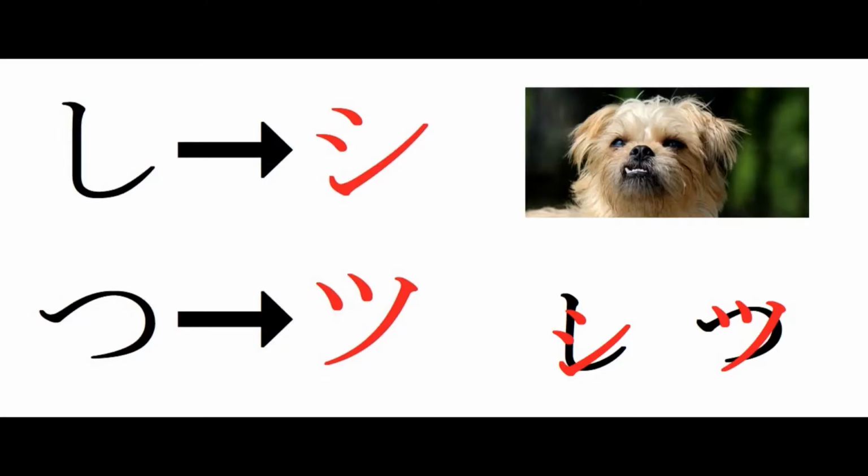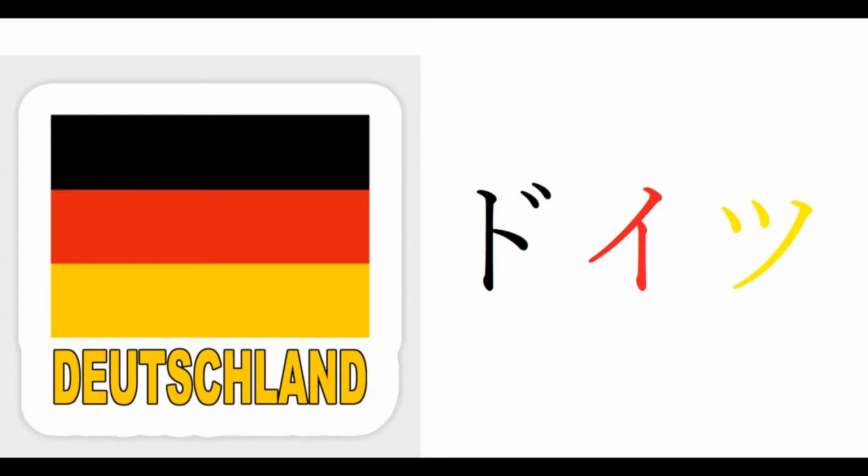The shi and tsu kana look like the underbite smile of a shih tzu, with the dots being the 2 eyes. And notice that we can tell these 2 kana apart by looking at the position of the swoop and the 2 dots. They follow the direction of their matching hiragana, as you can see in the lower right. Do you know which country this is? Deutsche. It's short for Deutschland, or Germany.